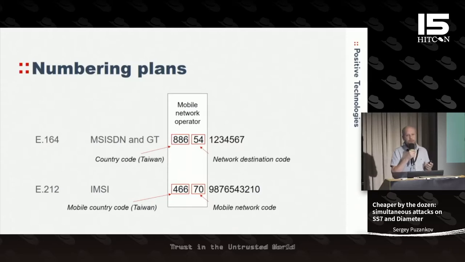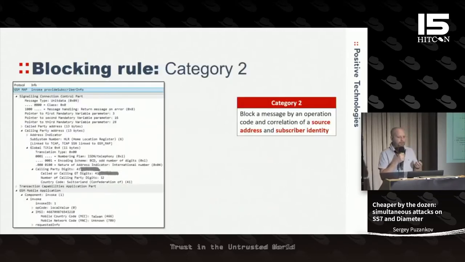These two identities could define to the same mobile operator. And when we speak about comparison of the global title and IMSI, we do not compare these identities digit by digit. But first, we define the operator for each identity, and after that, we compare these two operators. How does it work in real networks?